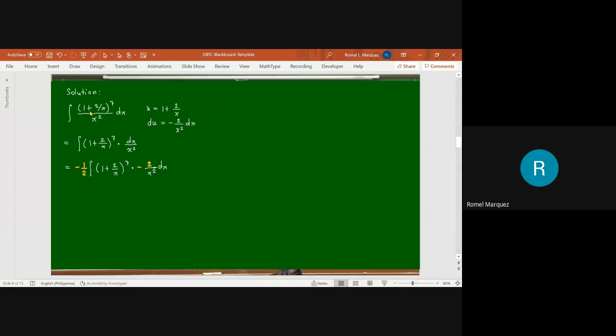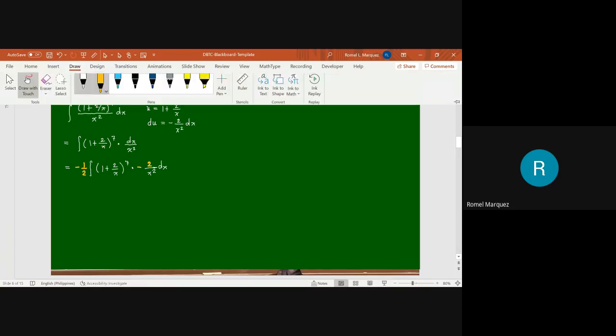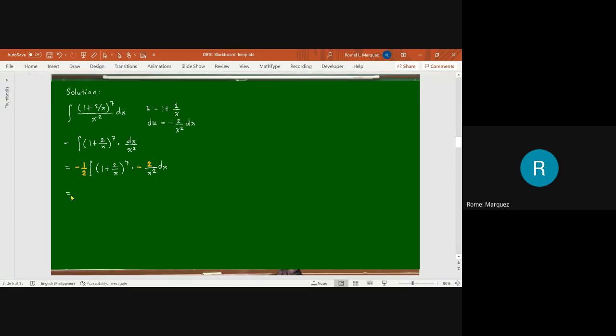Let's read: the integral of u to the n du. Again, what is this, guys? This is n. What about this? This is u. And this thing is du. So it's already in the proper form, the integral of u to the n du. Since it is already the integral of u to the n du, I can now answer.